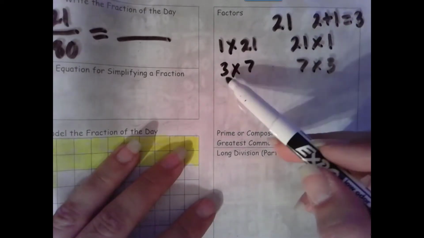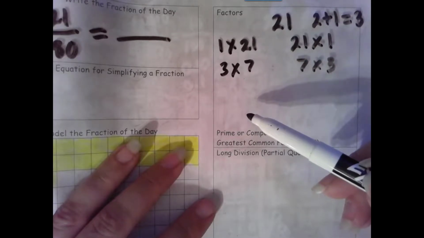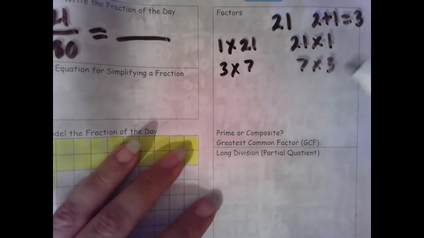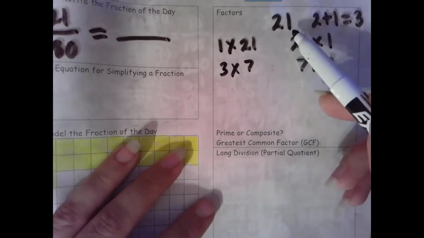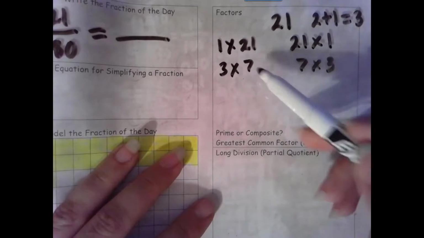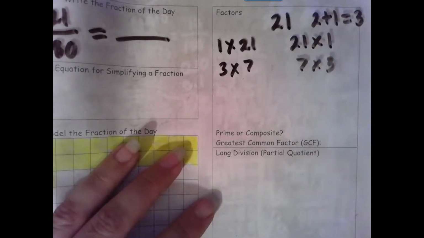Now all we need to do is try the odd numbers between 3 and 7. And that's 5. That's the only odd number between those two. The rule for 5 is that it ends in a 0 or 5. It ends in a 1, so 5 is not a factor. We get to 7, and we're done.